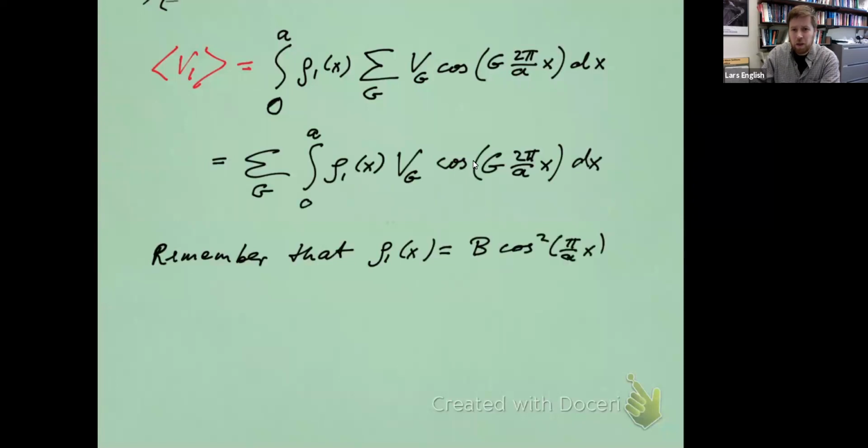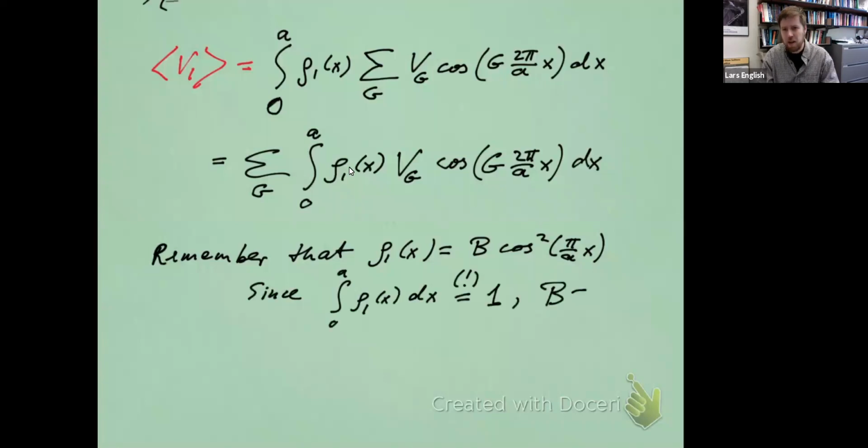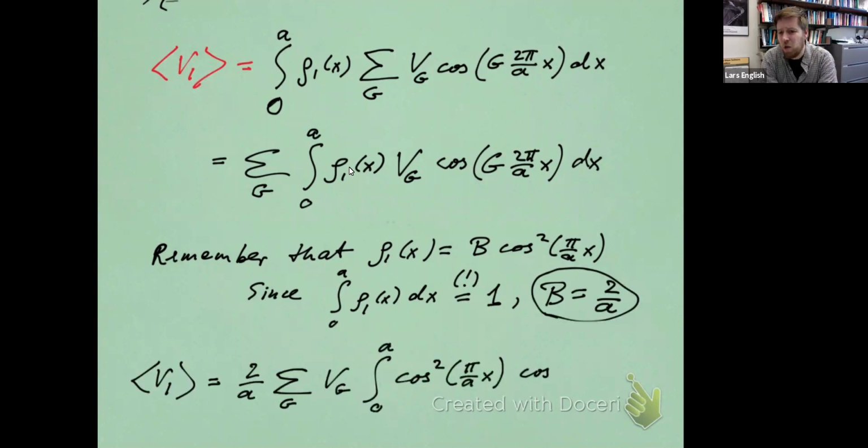Now, we have to eventually plug in a rho of 1, the first state, or the state A, as we called it in the beginning. We get that the probability density is proportional to the cosine squared, and so we're going to insert that into the integral. But one thing we also have to remember is that it has to be normalized, and that gives us this coefficient out front as 2 over a. It comes out as a constant. I can also pull the V sub G out of the integral because as far as the integral is concerned, it's a constant. I can't pull it out of the summation because obviously it has different values depending on the capital G. But I'm left with this integral to do.